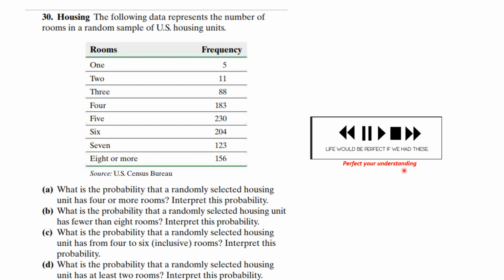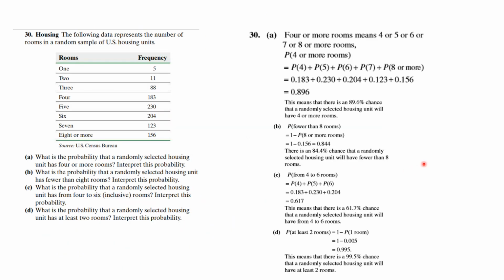Here is another problem. You know what to do and when to do it. Let's see how you did. Well, the probability of 4 or more rooms, these are disjoint events because you have 4 or 5 or 6 or 7 or 8. So that's 4 or more. So you just add the probabilities and you get this.